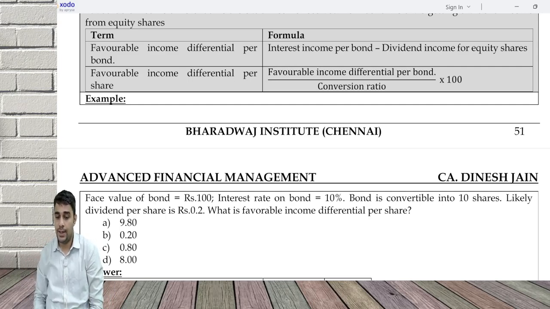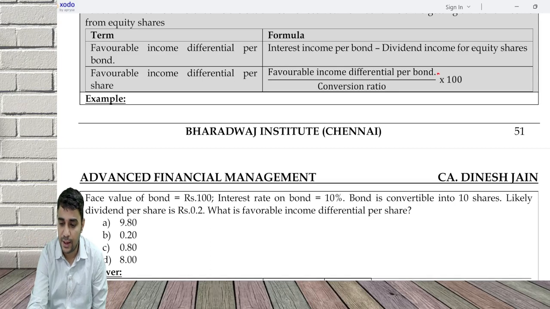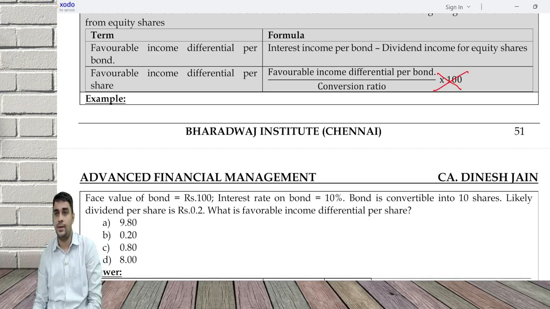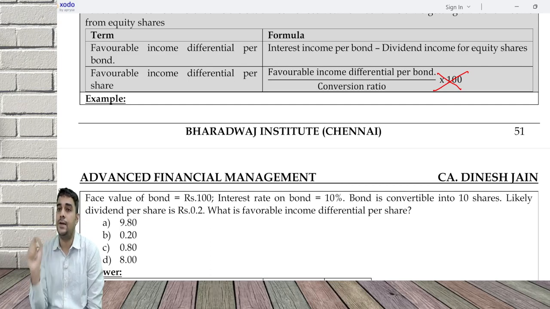Point 8. In the concept book later on, just correct it, okay? It's not into 100. There's an error there. Into 100 expresses percentage. So 10 rupees is the interest income on the bond. On the share, you will get 0.2 into 10, 2 rupees. 0.2 into 10, 8 rupees extra per bond. Divide by 10, per share is 0.8. Next, right.